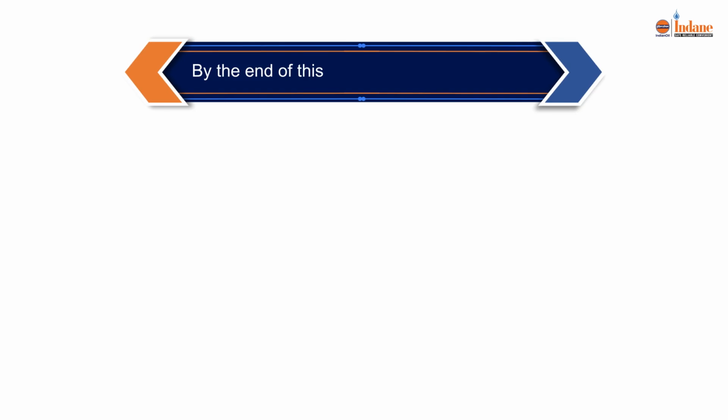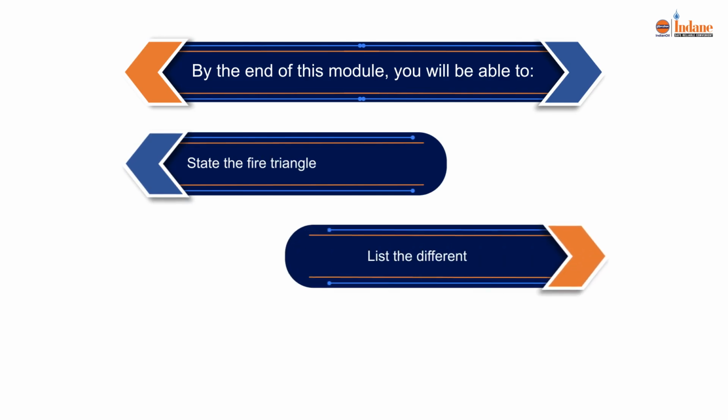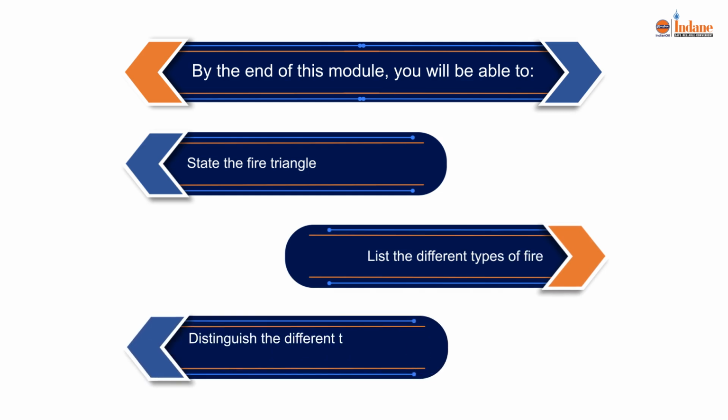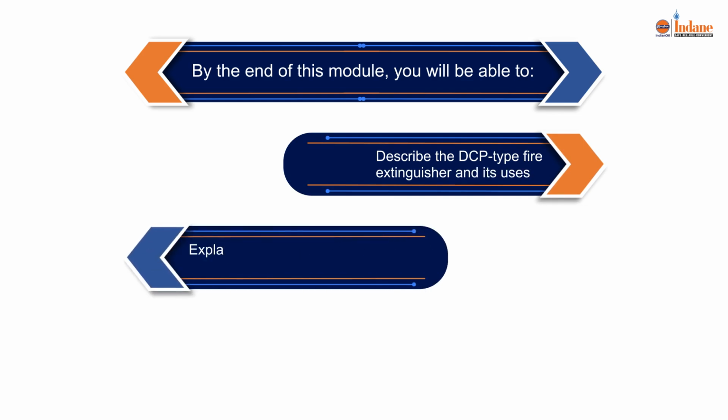By the end of this module, you will be able to state the fire triangle, list the different types of fire, distinguish the different types of fire extinguishers and explain their uses, describe the DCP type fire extinguisher and its uses, and explain the procedure to use a fire extinguisher.